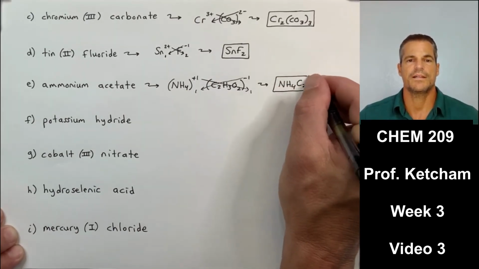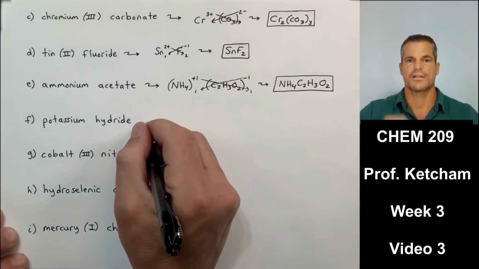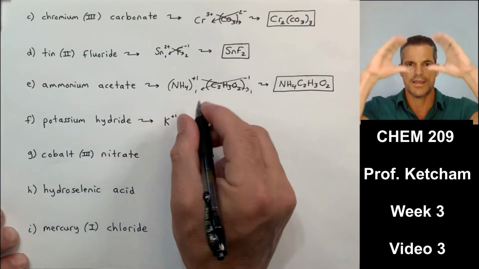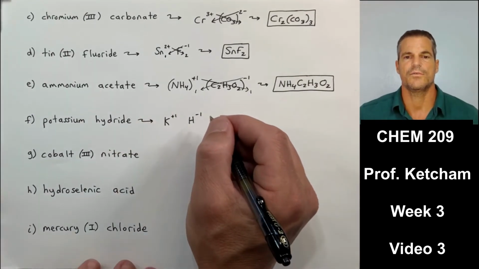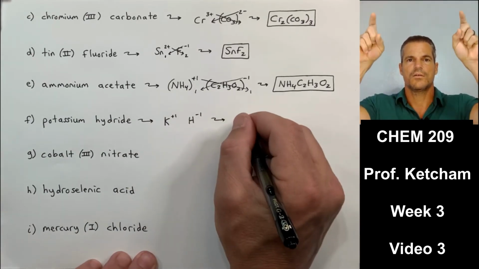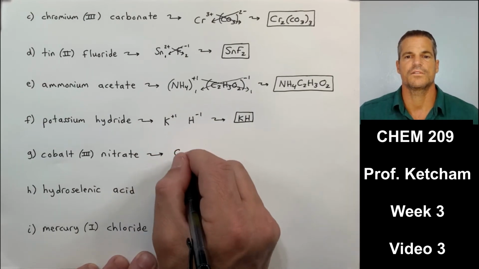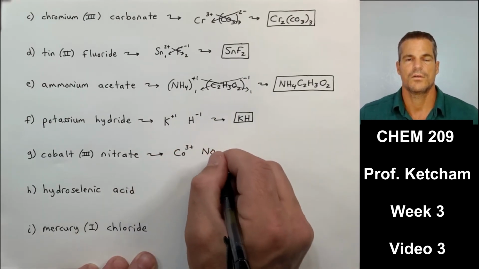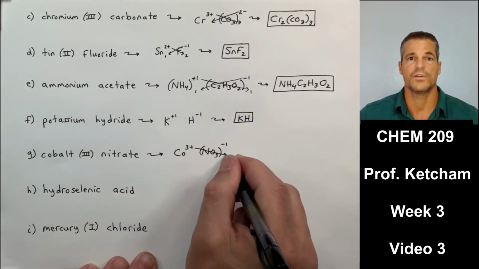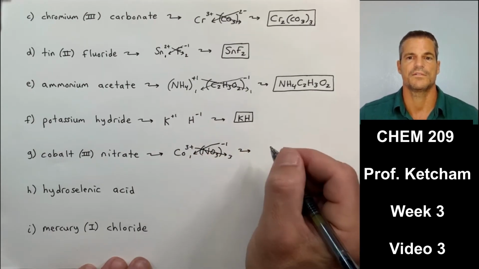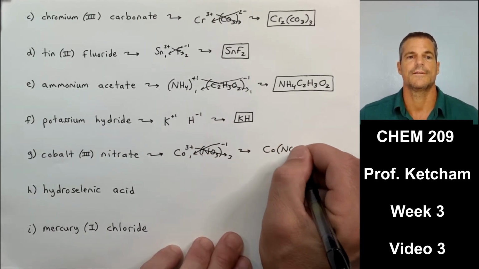E, ammonium acetate. Ammonium is a chunk, NH4 plus 1. Acetate is a chunk, C2H3O2 minus. Ones and ones come down. This is a nice clean NH4C2H3O2. You do not use parentheses if there's only one of them. That's why you don't see parentheses around C2H3O2.